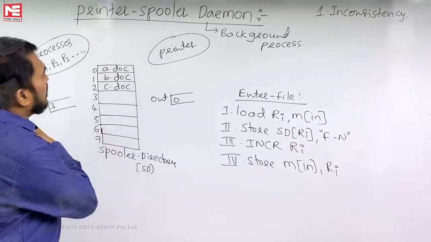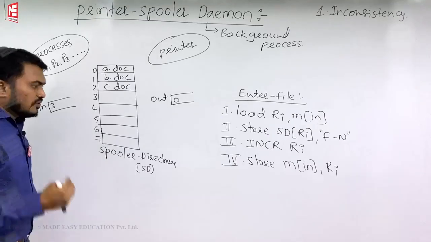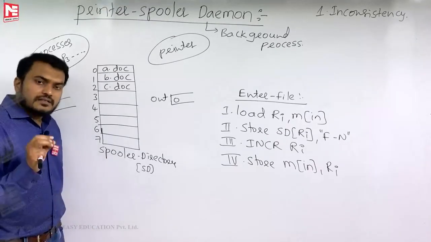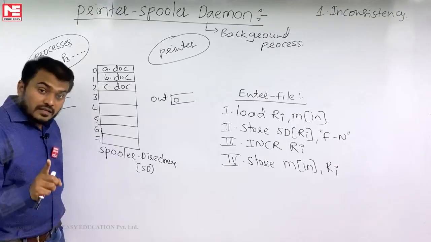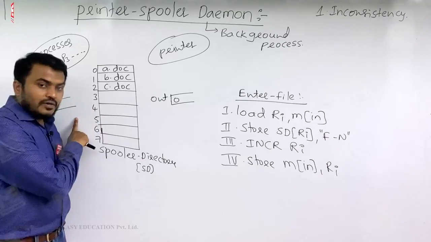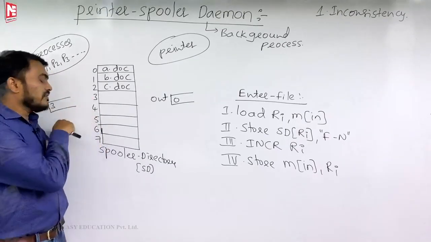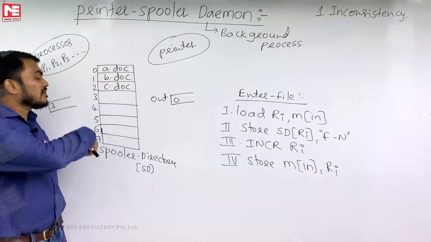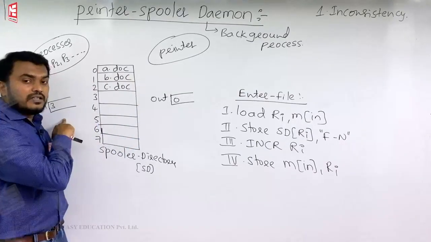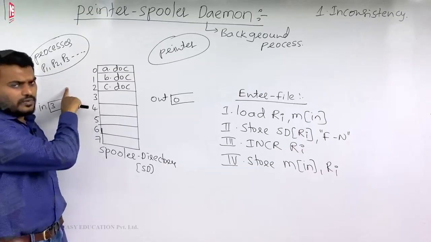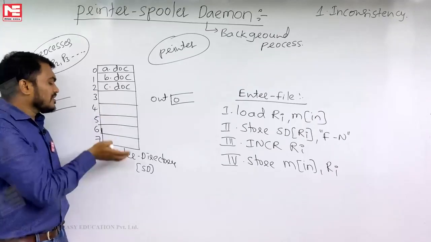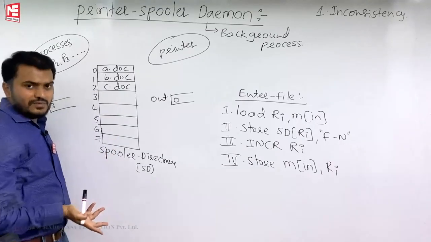Listen here, now next, what are we trying to do? We are trying to provide synchronization to the processes to share the common shared variable in and the common shared resource, the spooler directory. Is that clear? Remember, the printer is not using the in variable, but in is used by multiple processes. So when it is used by multiple processes, it is a shared variable. The spooler directory is also used by multiple processes, so that is also a shared resource.